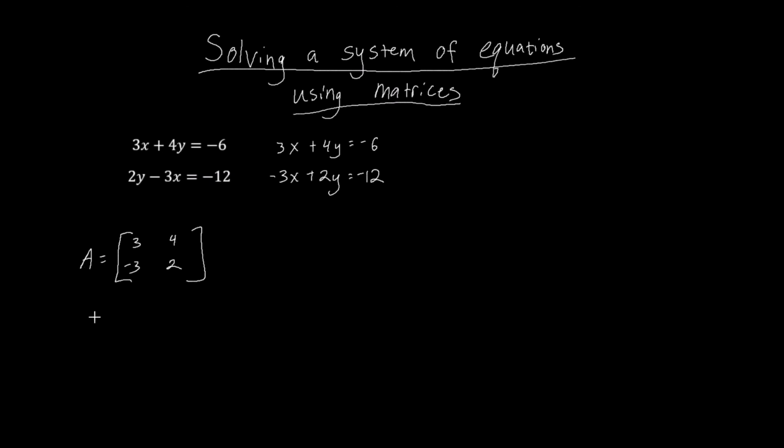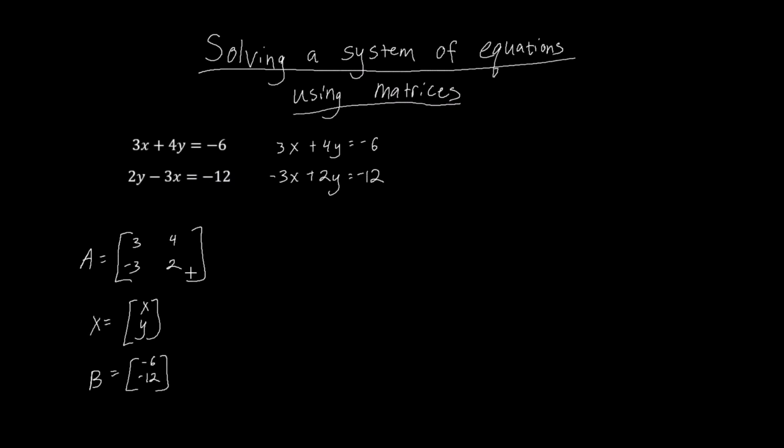Now we're going to create a matrix X. That matrix X are the variables that I'm actually using. So this one is a 2 by 1 matrix, so 2 rows and 1 column. That's simply X and Y. The very last one that we need is the answer matrix, so we're going to call that B. The answer matrix is a 2 by 1 matrix that's simply the answers, what it equals. So that's minus 6 and minus 12.